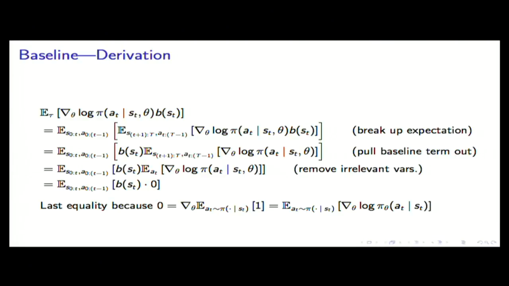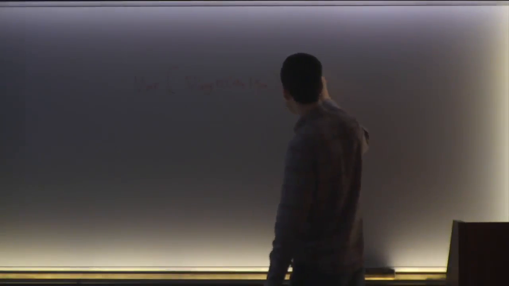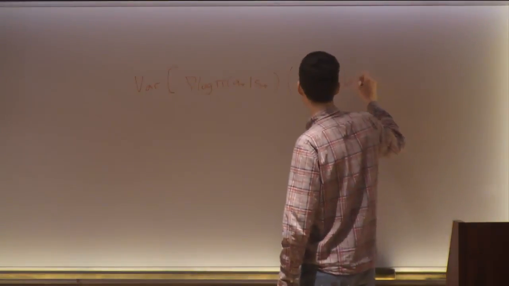For a sketchy derivation, let's just consider the formula for the variance. Let's look at one of these terms. We're interested in the variance of grad log probability of a_t given s_t times some estimator of the returns, let's say R sub t minus baseline of s_t.